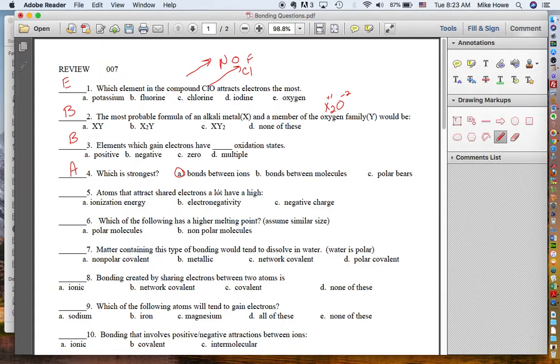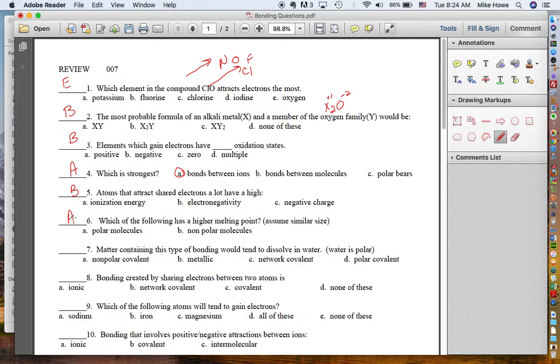Atoms that attract shared electrons, if they attract them a lot, have a high electronegativity. So electronegativity means attraction for electrons. The higher melting point, if they're a similar size, would be polar molecules, because polar things stick together better than nonpolar things if the size of the molecule is similar. Remember, when we talk about big nonpolar molecules, they can stick together as well as a polar molecule that is a bit smaller. But given similar size, polar molecules stick to each other better.